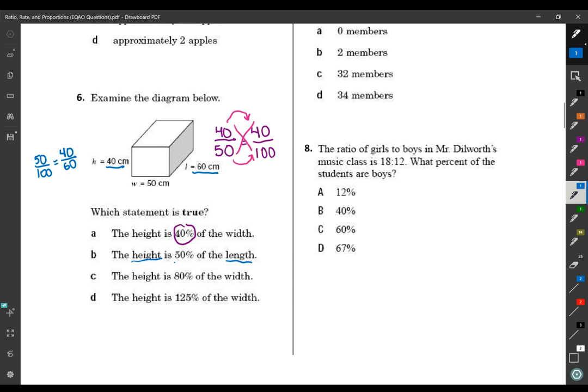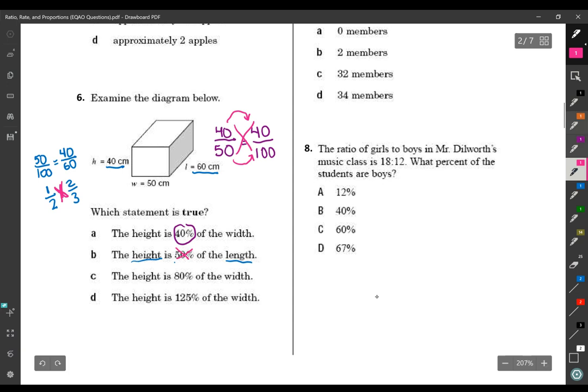Can we simplify them to the same lowest terms? So 50 over 100 can simplify to 1 over 2. 40 over 60 simplifies to 2 over 3. And those are not equal. Okay, so again, this cannot be true.